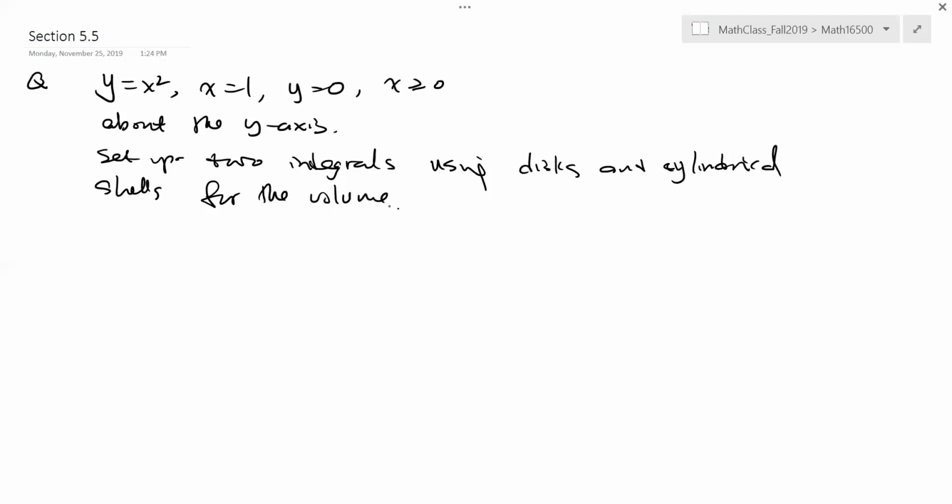I need the two integrals. Maybe one is using x variable, other one is y variable. We don't know. Okay. You have to draw the graph for each method you're going to use.